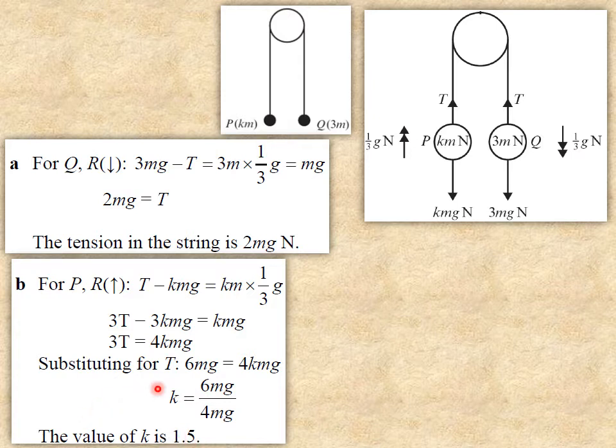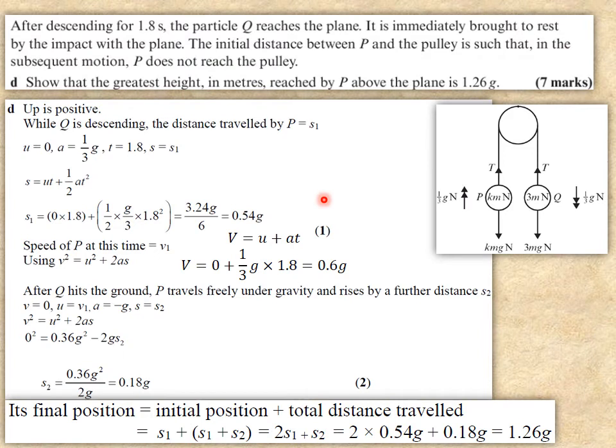The question was show that K is 1.5, and we proved it. Now the answer for part C we already discussed. Let us go to part D, and see, part D is now the tricky one.